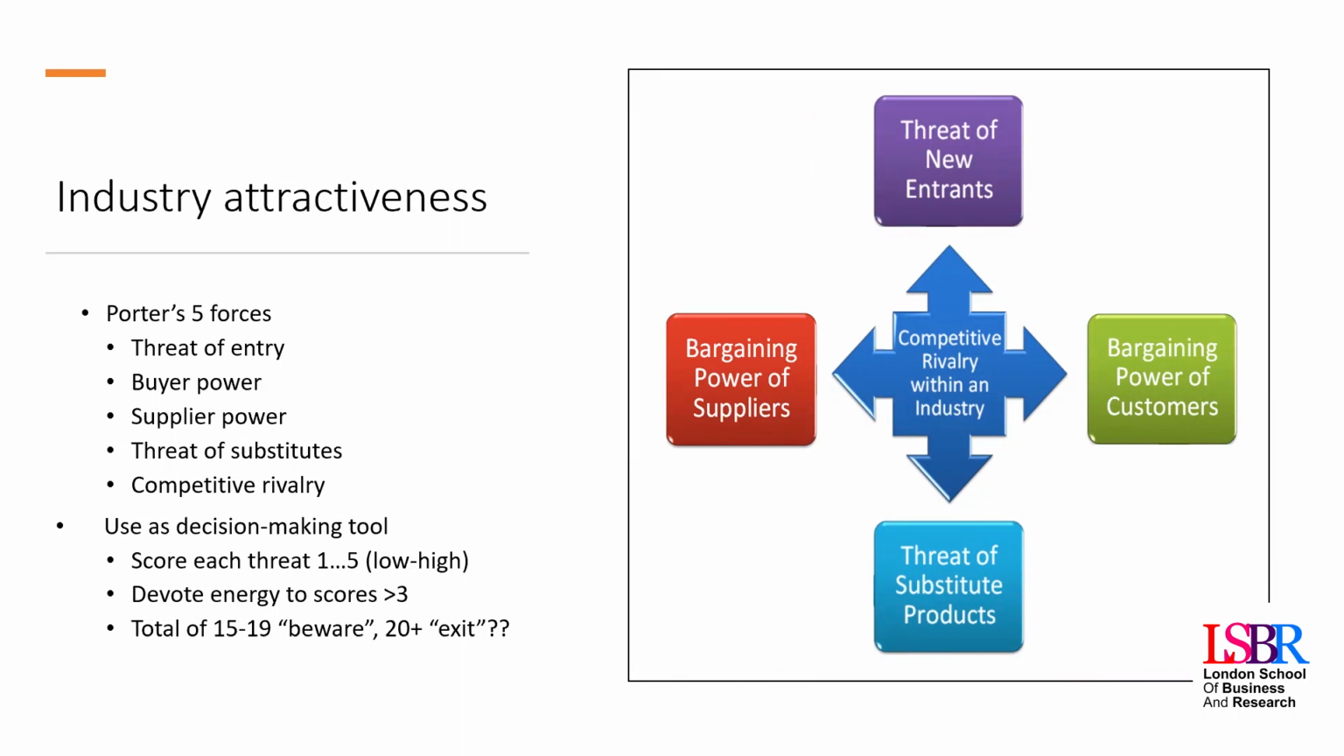The threat of entrance will be low, bargaining power of customers is low, bargaining power of suppliers is low, threat of substitutes is low, and competitive rivalry is low. It means it's a very attractive market. However, on the flip side, if your score is high, 20 plus, well, then it might be a good time to exit that market because the state of that market might not be attractive. It might be difficult for you to really do your business, to really grow your market share, okay? So that's how you can use Porter's 5 forces.